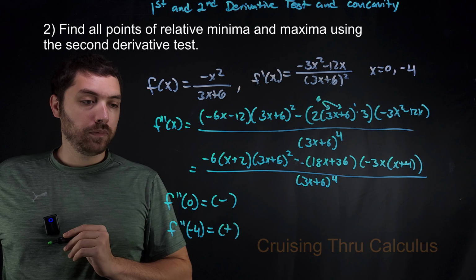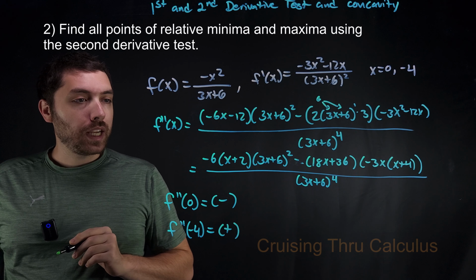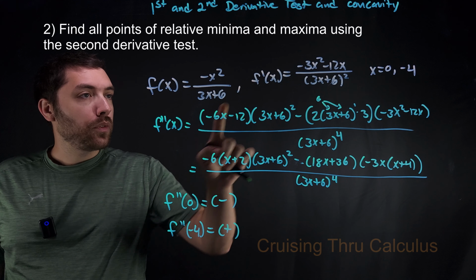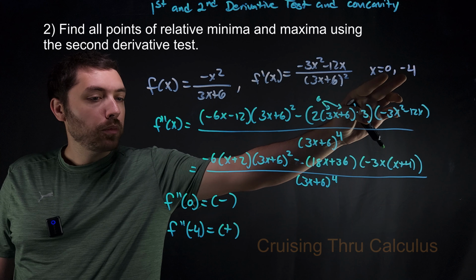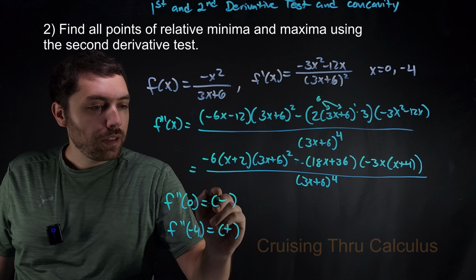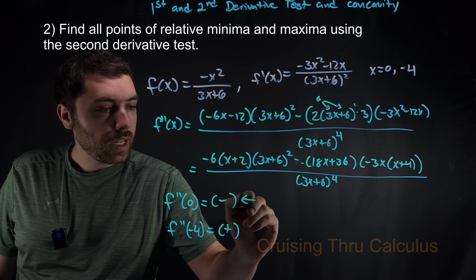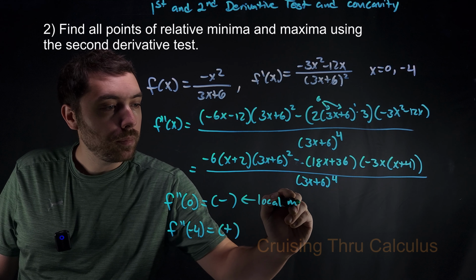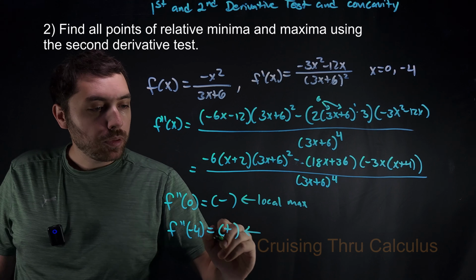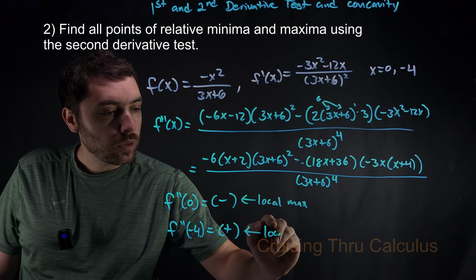Okay, the second derivative test says that if you find where the first derivative is equal to 0, and then you take these numbers and plug them into the second derivative, if you get a negative answer, that's going to be a local maximum, not minimum. And if you plug it in and get a positive answer, that's going to be a local minimum.